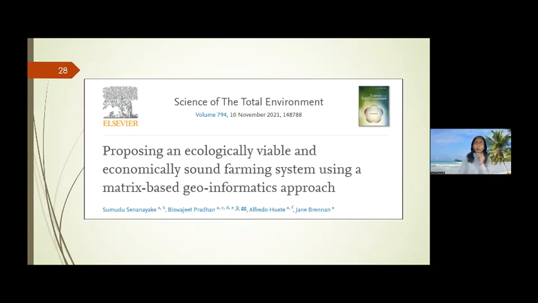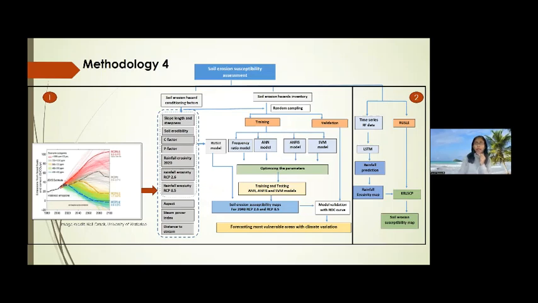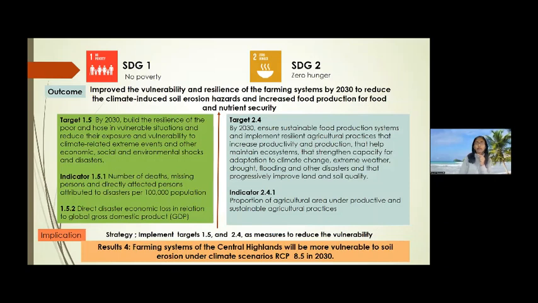The final approach was using machine learning and deep learning methods to predict the vulnerability of these farming systems to soil erosion hazards. We used the climate scenarios RCP 2.6 and RCP 8.5 for this analysis. And in the results, we found that the farming systems of the Central Highlands will be more vulnerable to soil erosion under climate scenario RCP 8.5 in 2030.